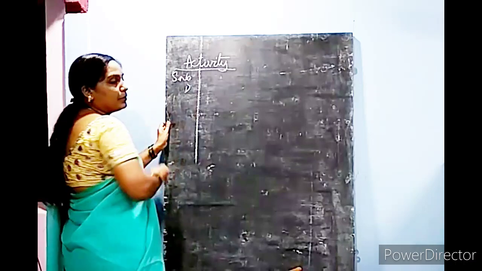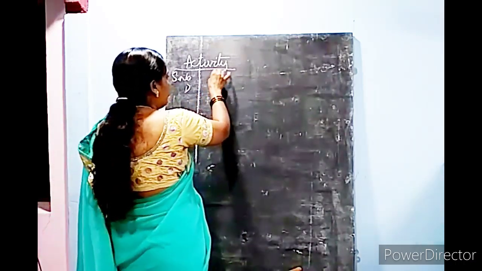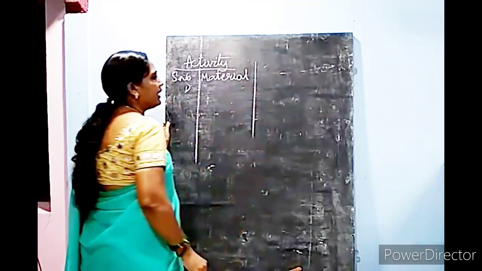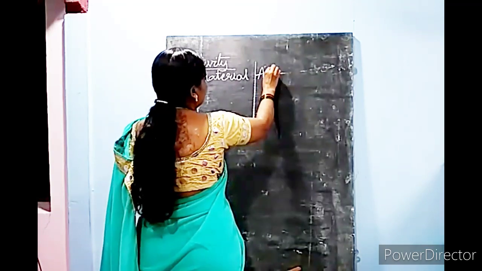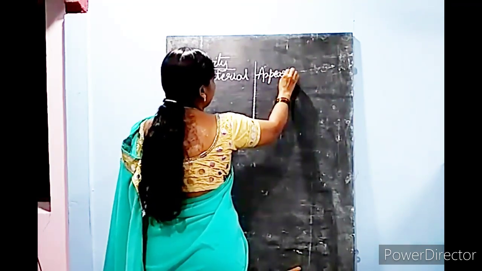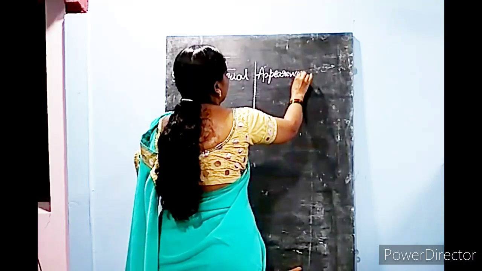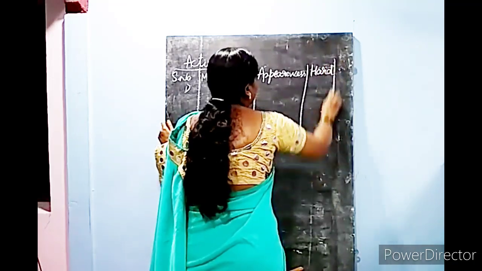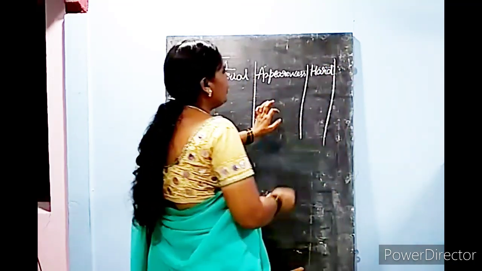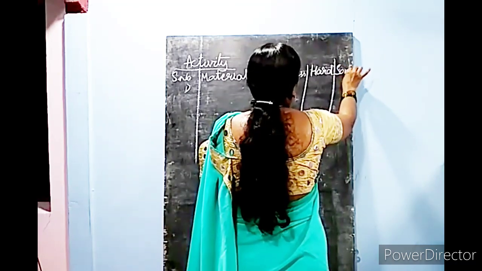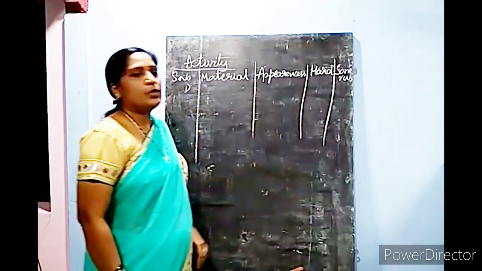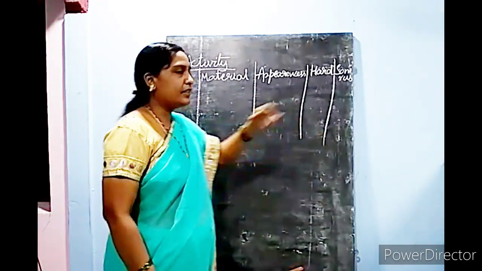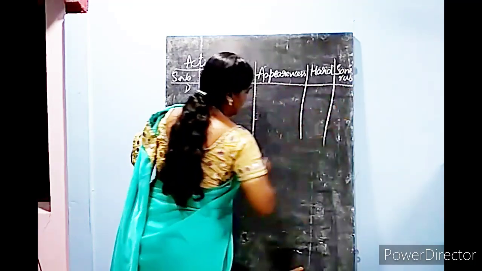So first write the serial number, then the material you are going to use, and then their appearance, how they appear, and then their hardness, and then do they make any sound, sonorous. So take some materials and test all these parameters in your chosen materials.